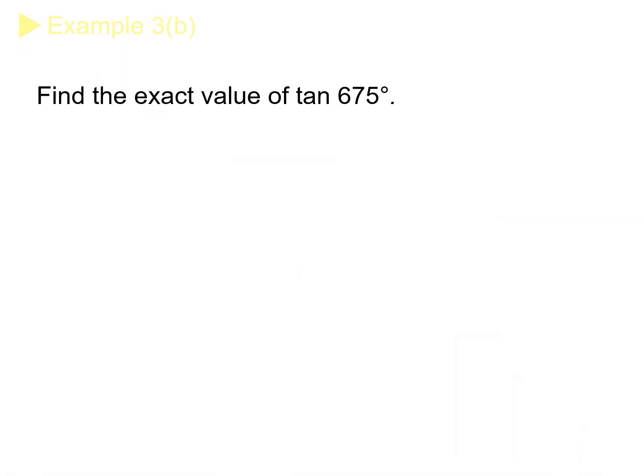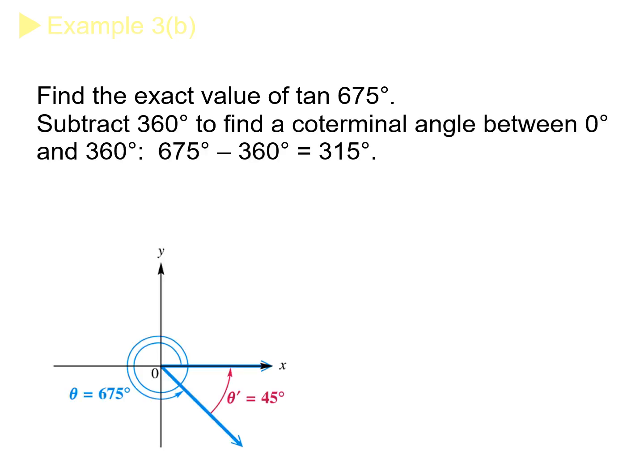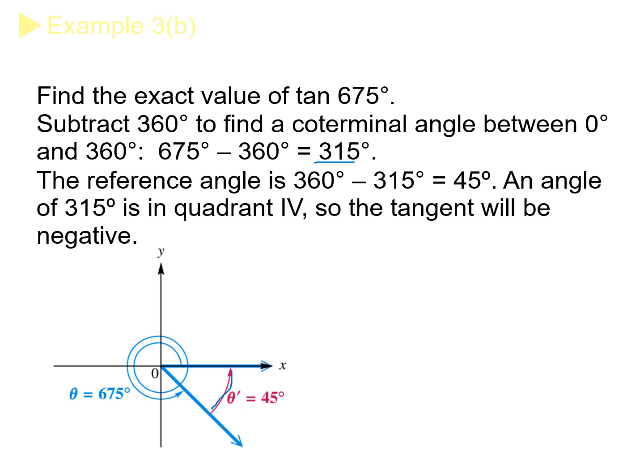Find the exact value of the tangent of 675. Now 675, if I divide by 360, I'm going to see that that's 1 point something. So I'm going to subtract off 1 360 to find the coterminal angle of 315. So if my angle is 315, then my reference angle is 360 minus 315, or 45.